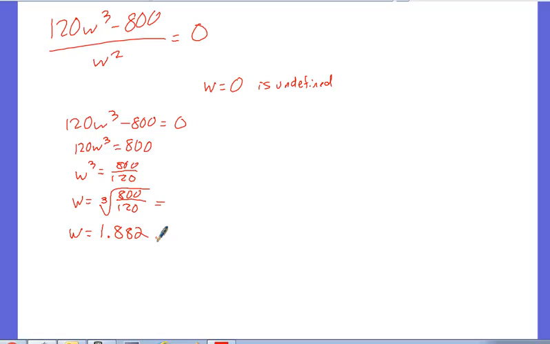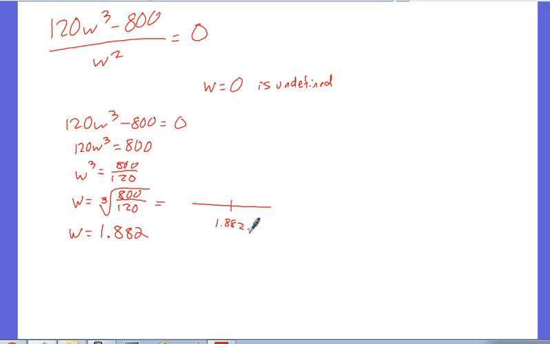This is my width. Okay? What should I at this point at least try and figure out and verify? That this is my what? Is it a max? It's a min, right? I'm trying to minimize. So let's double check that. So 1.882, and where am I going to double check that in? Which is here, right? So go test this.